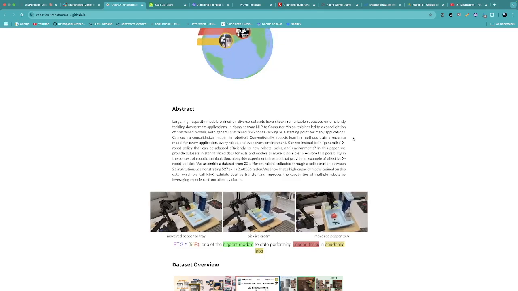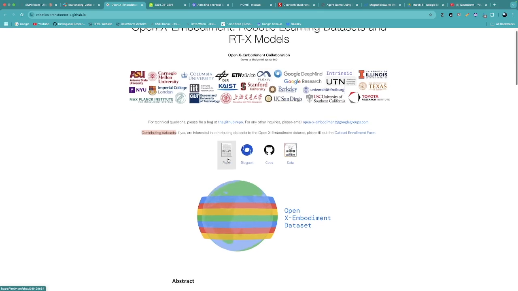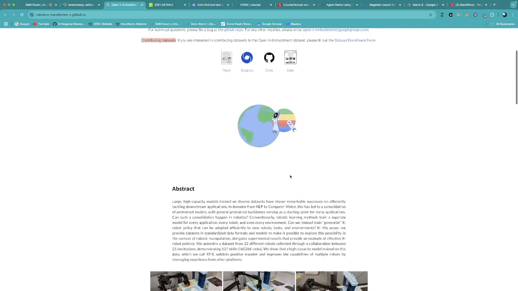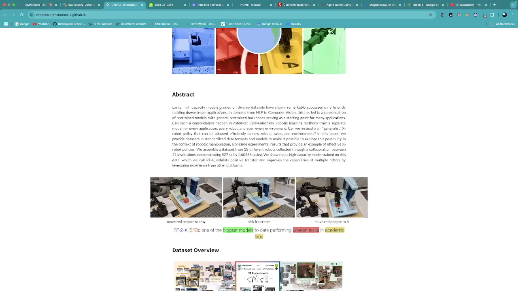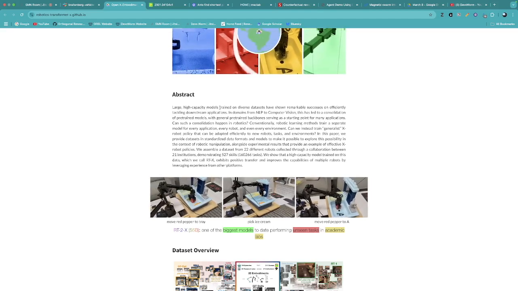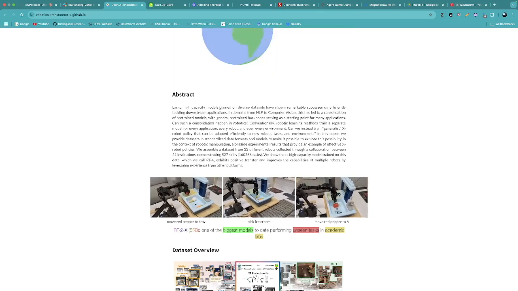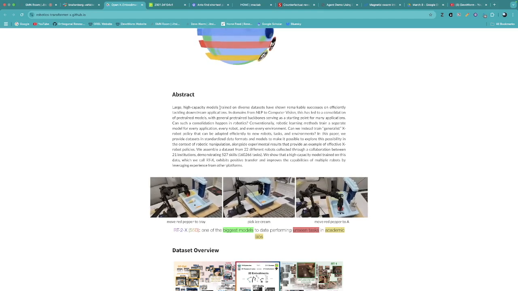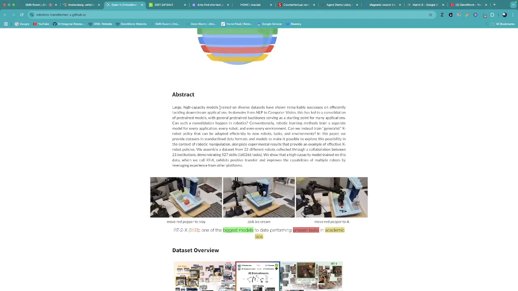Yeah. This is the paper. It's a paper, a blog post, and code, but it's the OpenX embodiment collaboration. So there's a data set. And the abstract for this is: large high-capacity models trained on diverse data sets have shown remarkable successes on efficiently tackling downstream applications in domains from NLP to computer vision. This has led to a consolidation of pre-trained models, with general pre-trained backbones serving as a starting point for many applications. And they ask, can such a consolidation happen in robotics?